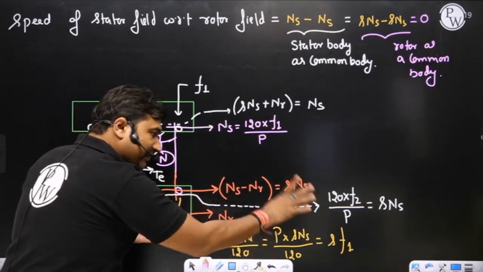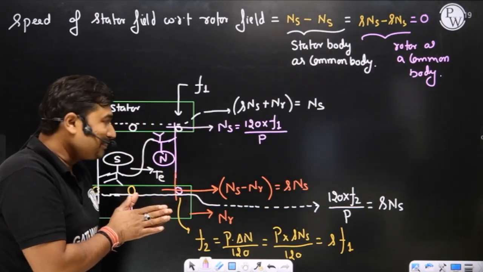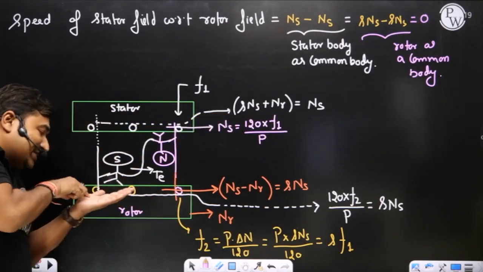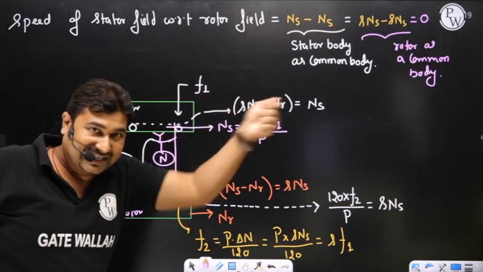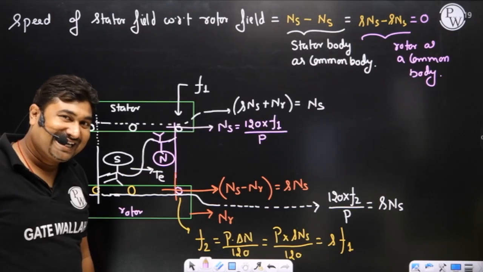Frequency of induced EMF f2 will be equal to f1 only. It means the speed with which the stator field is moving, the same speed is needed for a rotor field to move over a stationary rotor. Okay, sir? Is it okay? Yes, sir.